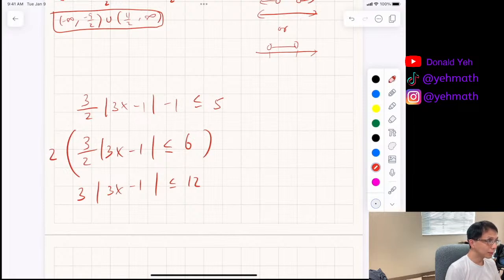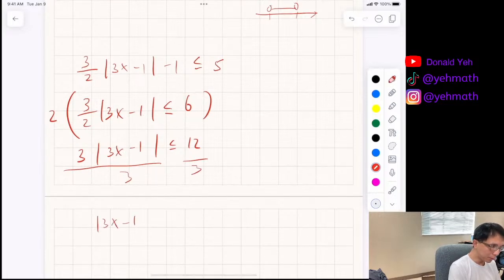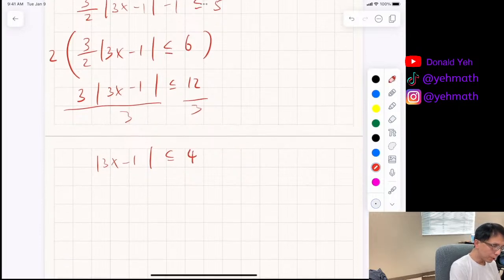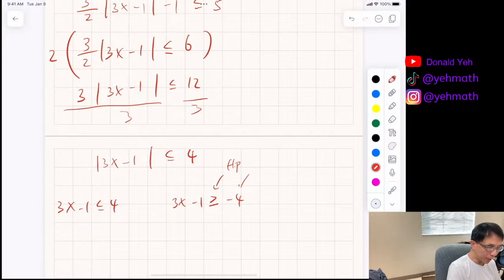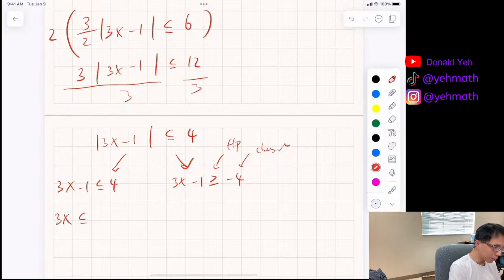What do I do next? Divided by 3. And that's going to be 3x minus 1 is less than what? 4, right? So again, that's I stand for isolation. So 3x minus 1 is less than 4, and 3x minus 1 is greater than negative 4. So you gotta flip and you gotta change. So that's going to be 3x is less than what? 5. X is less than 5 over 3.